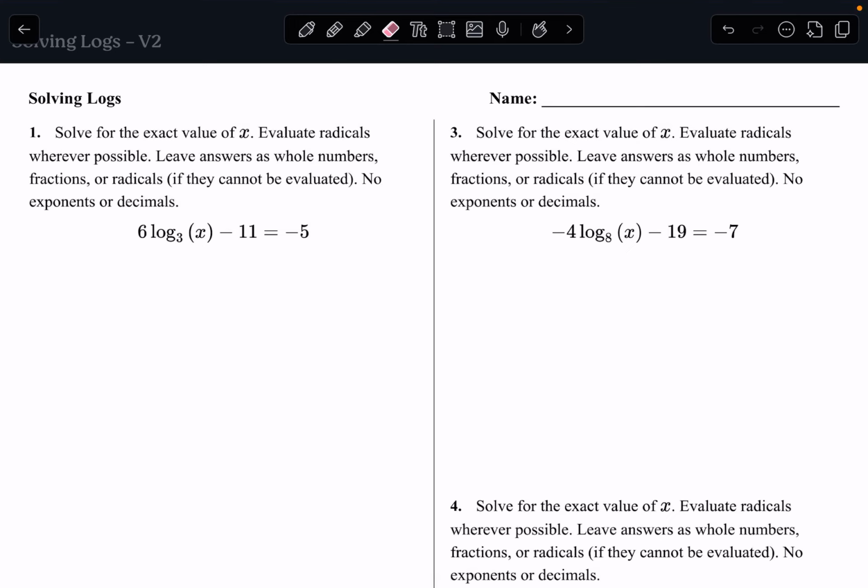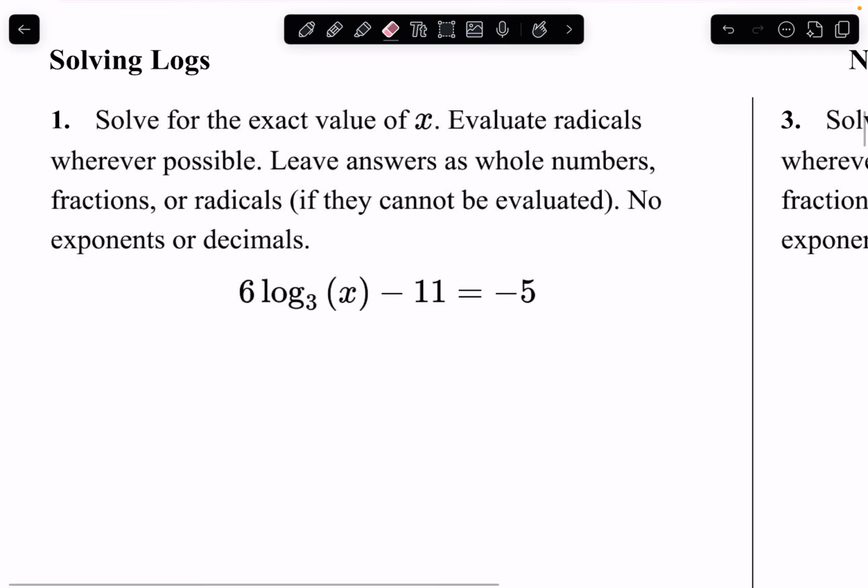Hi, Math 3 students. Today we're going to go over how to solve logarithmic equations. As we know, there's a couple of different ways to solve these. You approach them differently when you have one logarithm versus when you have a logarithm on both sides. So let's take a look at this one.